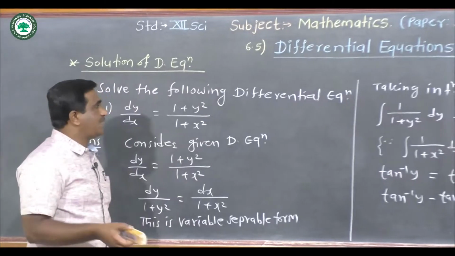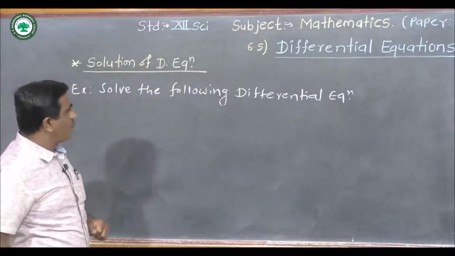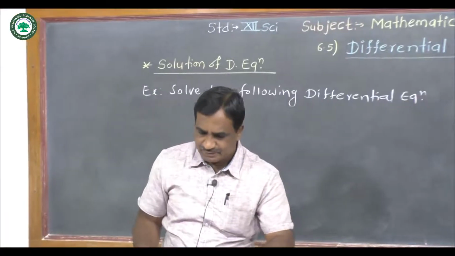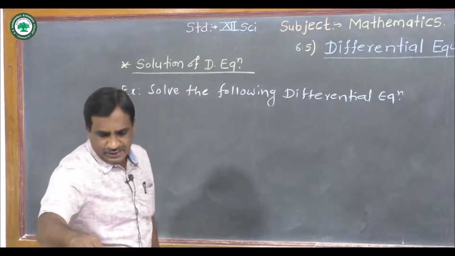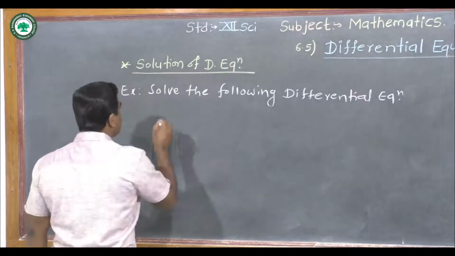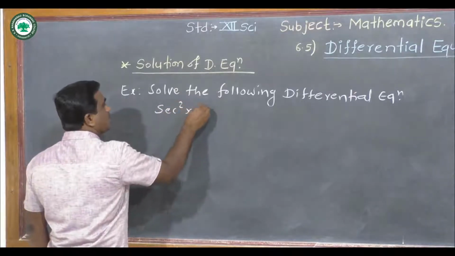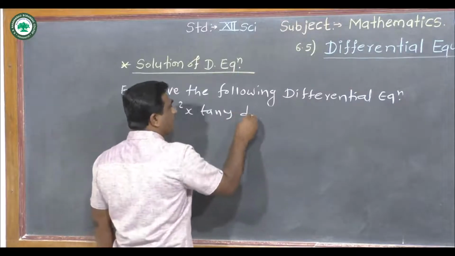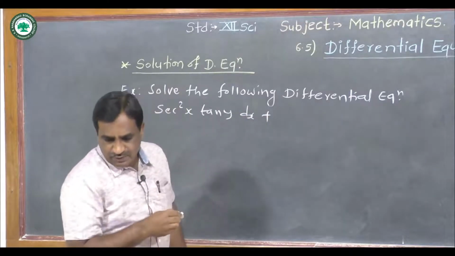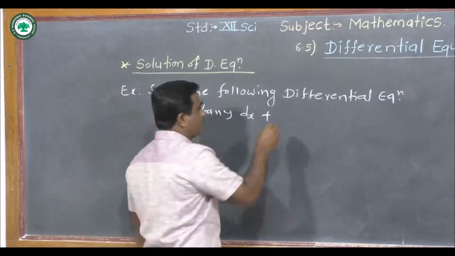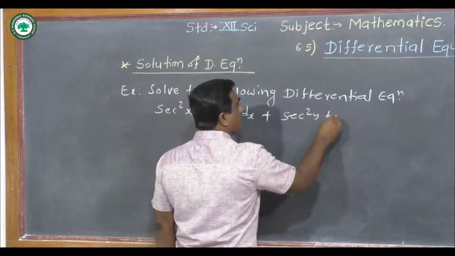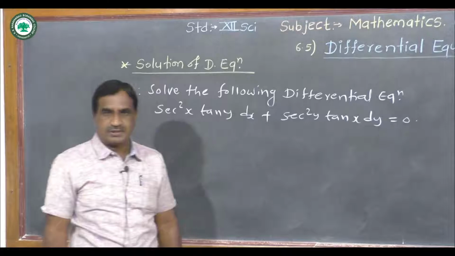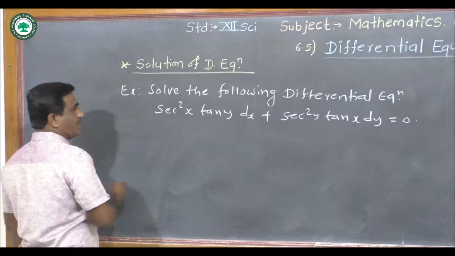Now we see the next example. The problem is the same. Solve the following differential equation. The differential equation is sec square x into tan y into dx plus sec square y into tan x into dy equal to 0. This is the given differential equation. Now the answer for this.